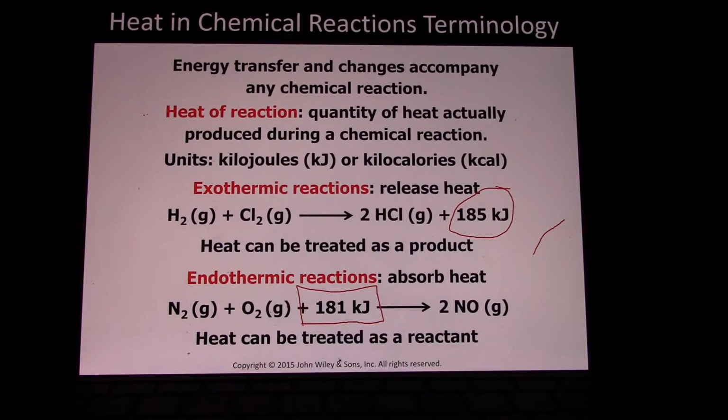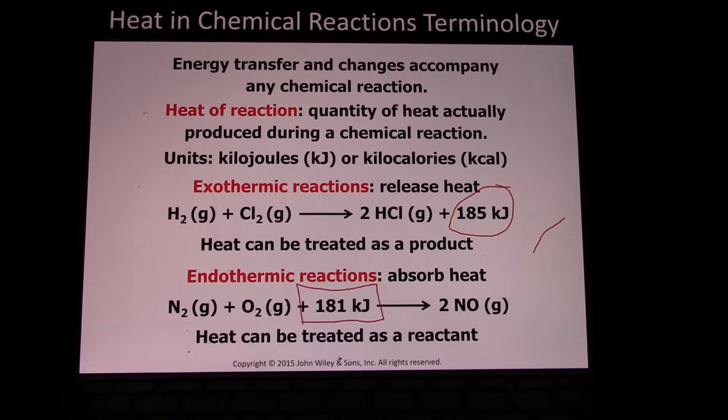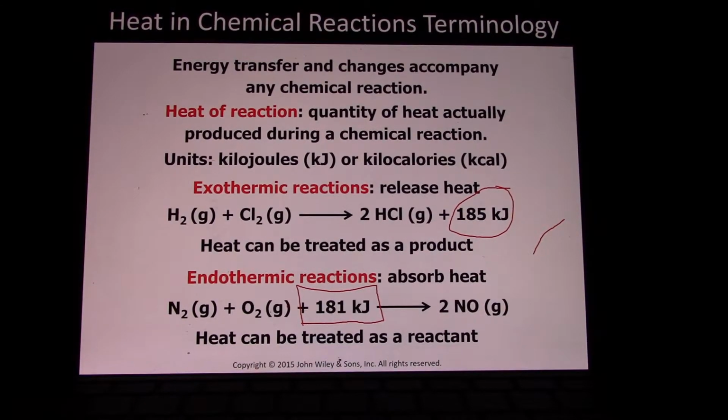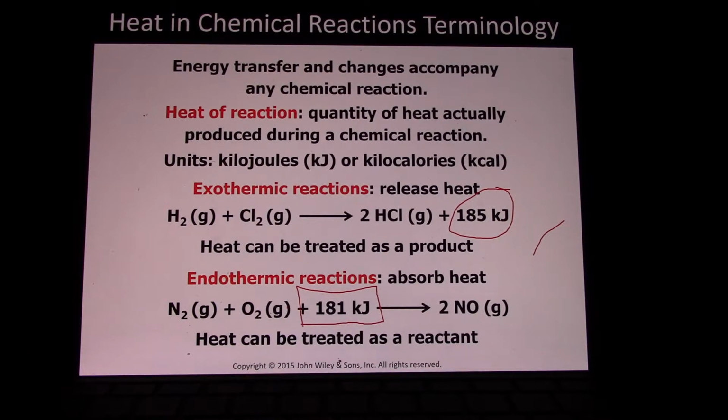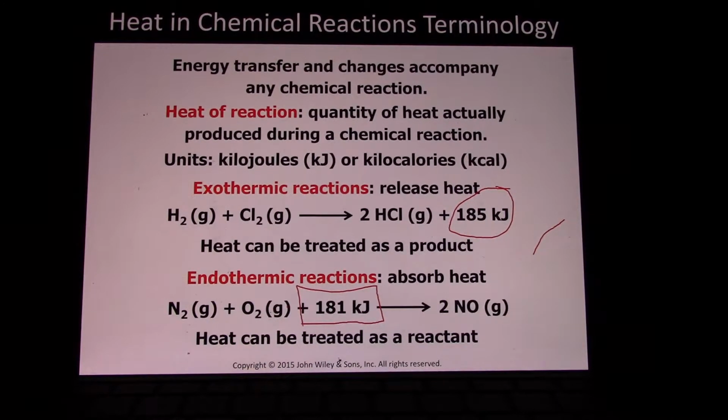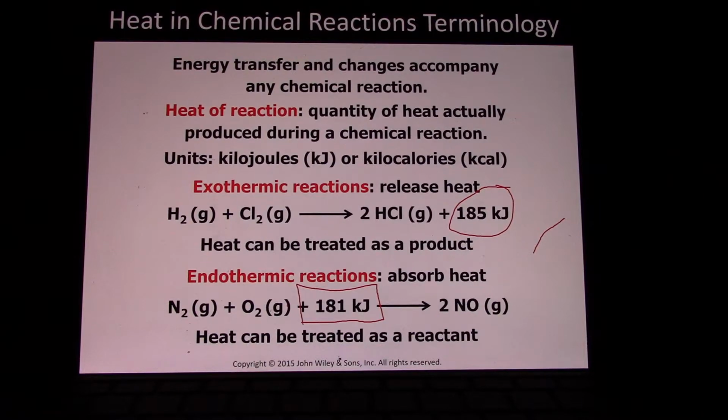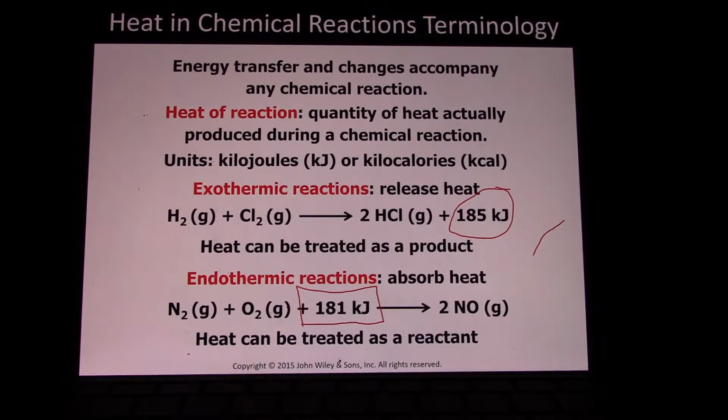So exothermic reactions, they release energy. Energy is a product in an exothermic reaction. In an endothermic reaction, energy is a reactant. It reacts. You have to supply it. And so in endothermic reactions, you have to purposely supply the energy. In an exothermic reaction, it just is produced as a byproduct of the reaction.